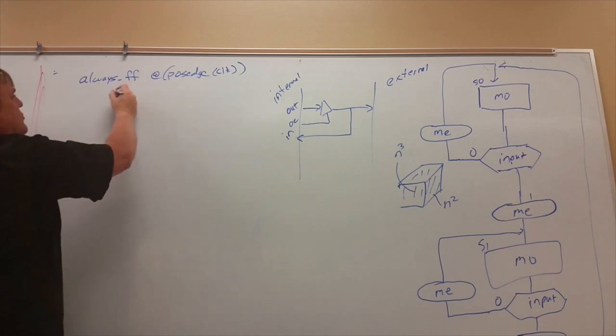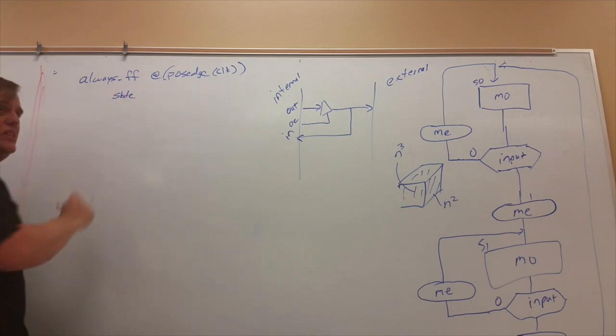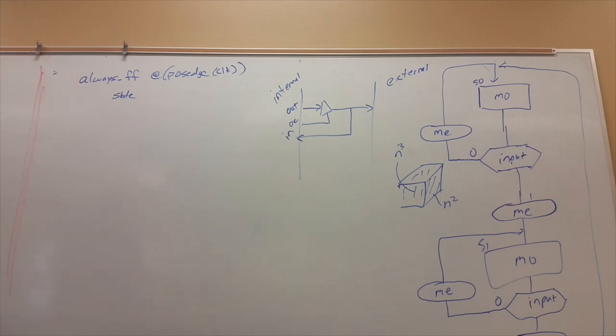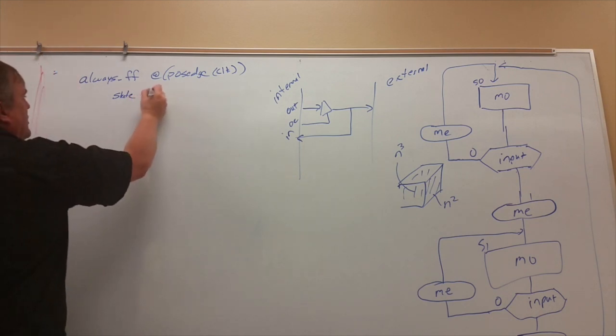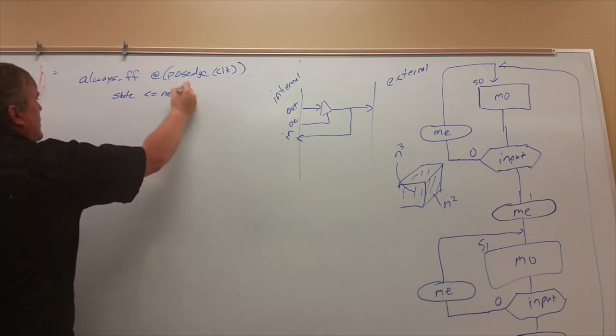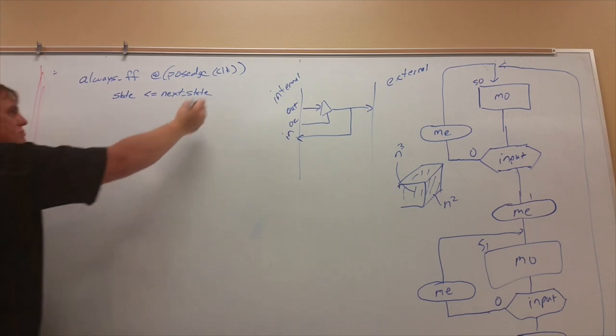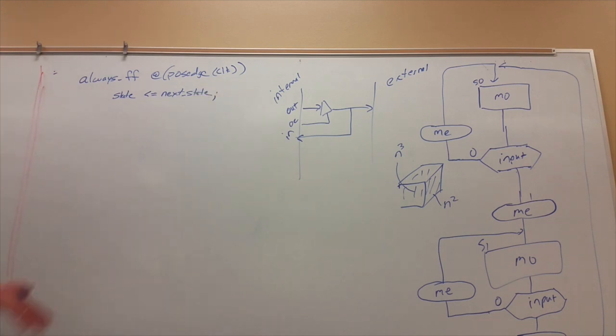So I can now say that my state, let's assume I defined state to be of whatever that enumerated type was, I can just say state gets the value of next state. Simple enough? What would happen if I put a reset in? You have to know what you want to initially reset to.